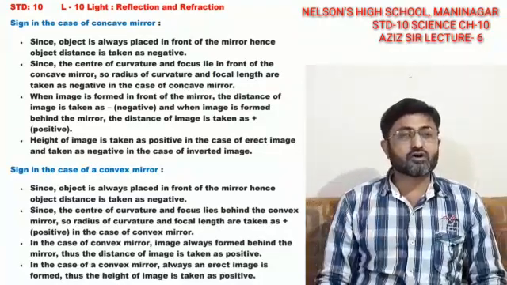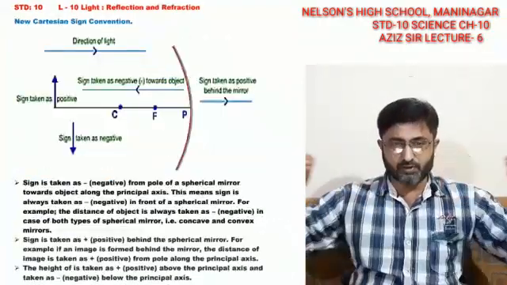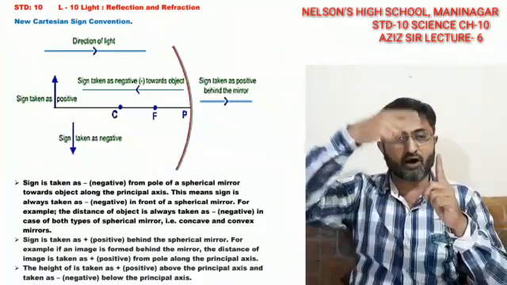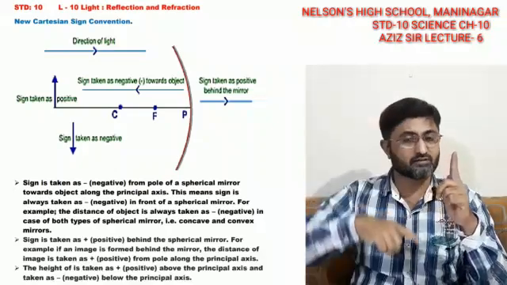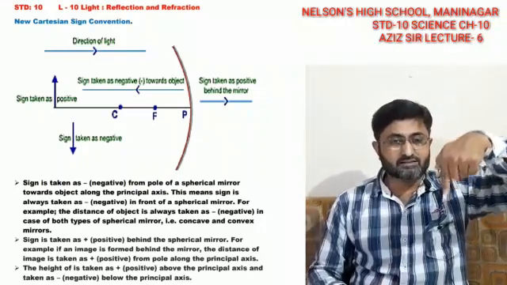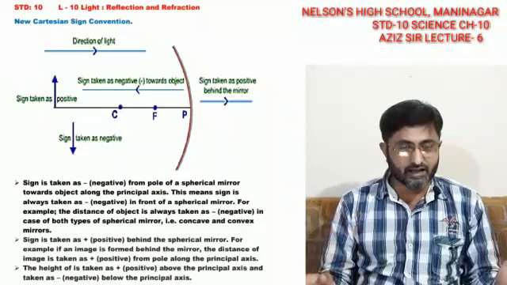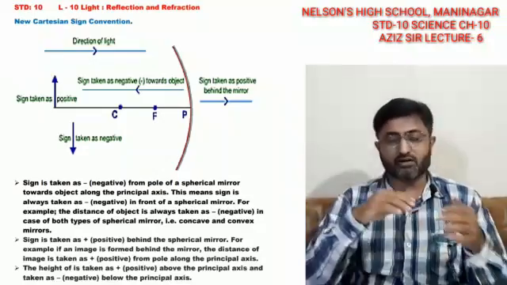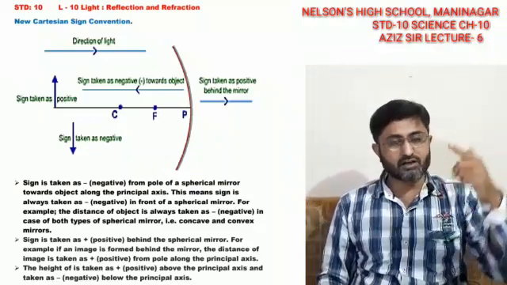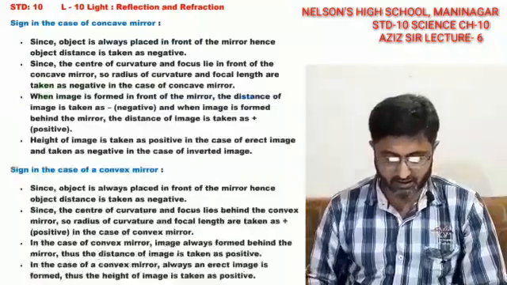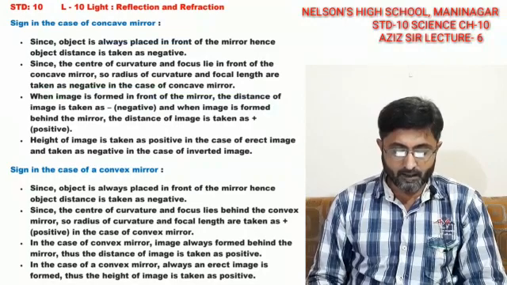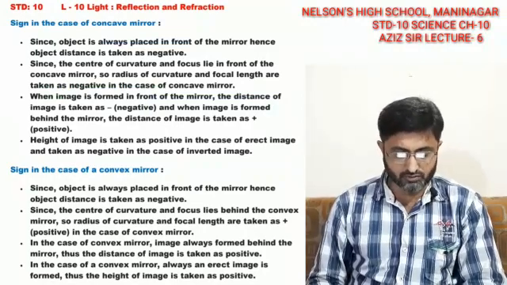Now, we will talk in terms of height. Whenever the height is measured with respect to the principal axis, if it is erect, it will be above the principal axis. So, above the principal axis, it will always be positive. Below the principal axis, that is inverted, it will always be negative, whether it forms in front of the mirror or behind the mirror. If it is forming erect, then it is positive. If it is inverted, then it will be negative. Fine. So, we have learned today about the sign convention, in terms of concave and convex mirrors also, two different.